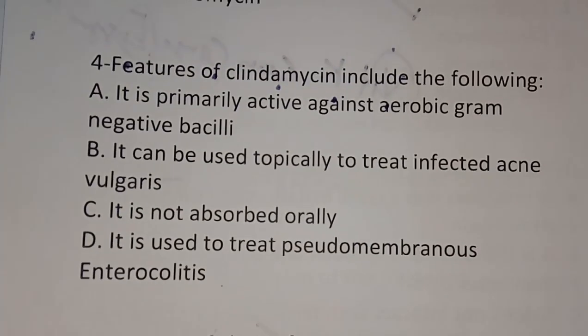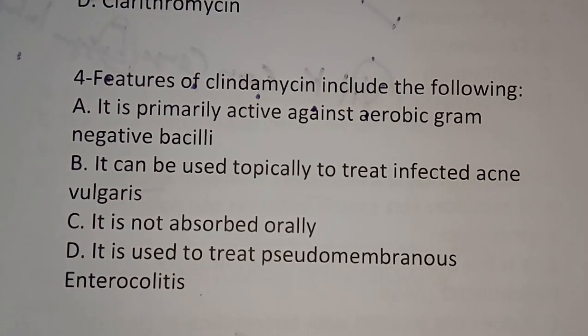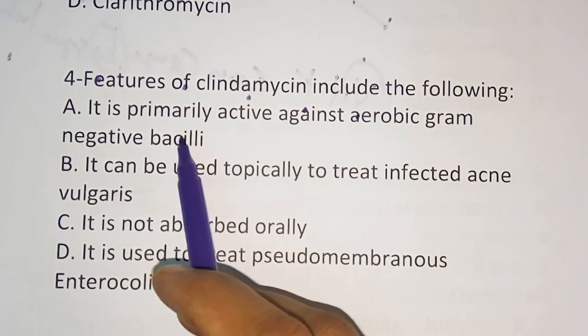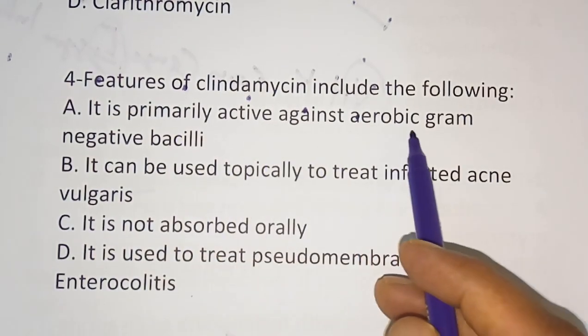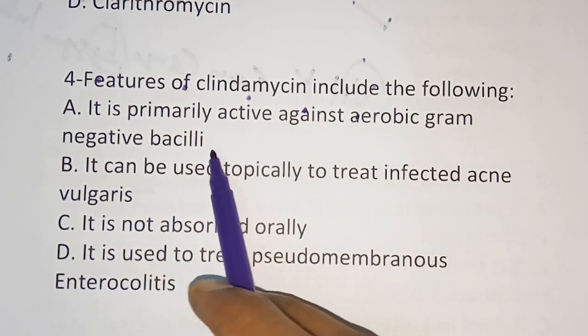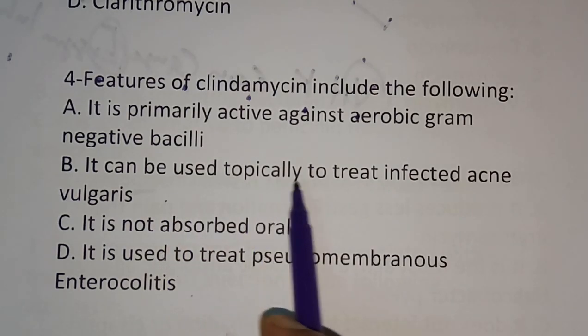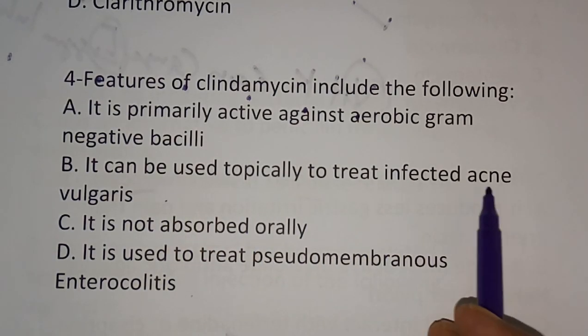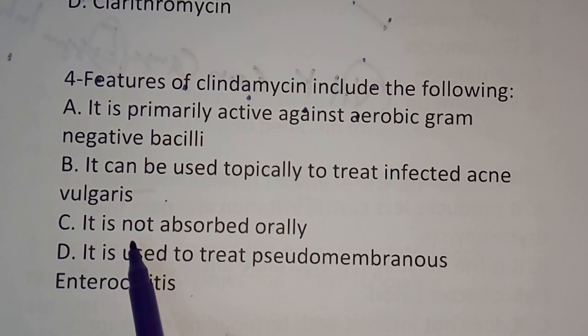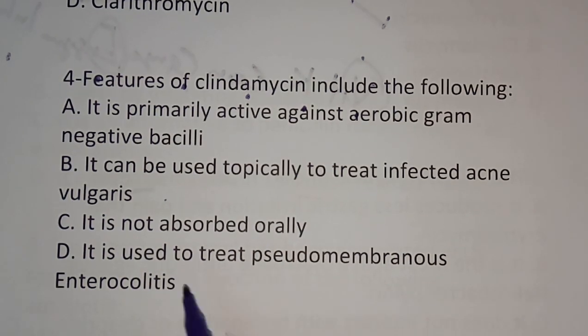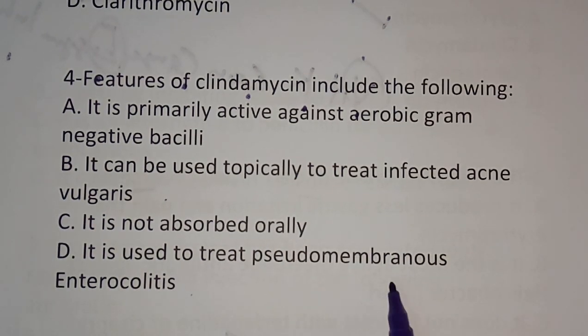Question number 4. Features of clindamycin include the following. Option A, it is primarily active against aerobic gram-negative bacilli. Option B, it can be used topically to treat infected acne vulgaris. Option C, it is not absorbed orally. Option D, it is used to treat pseudomembranous enterocolitis.